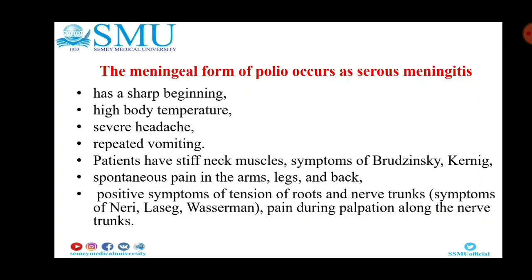The meningeal form of polio occurs as serious meningitis. It has a sharp beginning, high body temperature, severe headache, and repeated vomiting. Patients have stiff neck muscles, symptoms of Brudzinski and Kernig, spontaneous pain in the arms, legs and back, and positive symptoms of tension of root and nerve trunks.